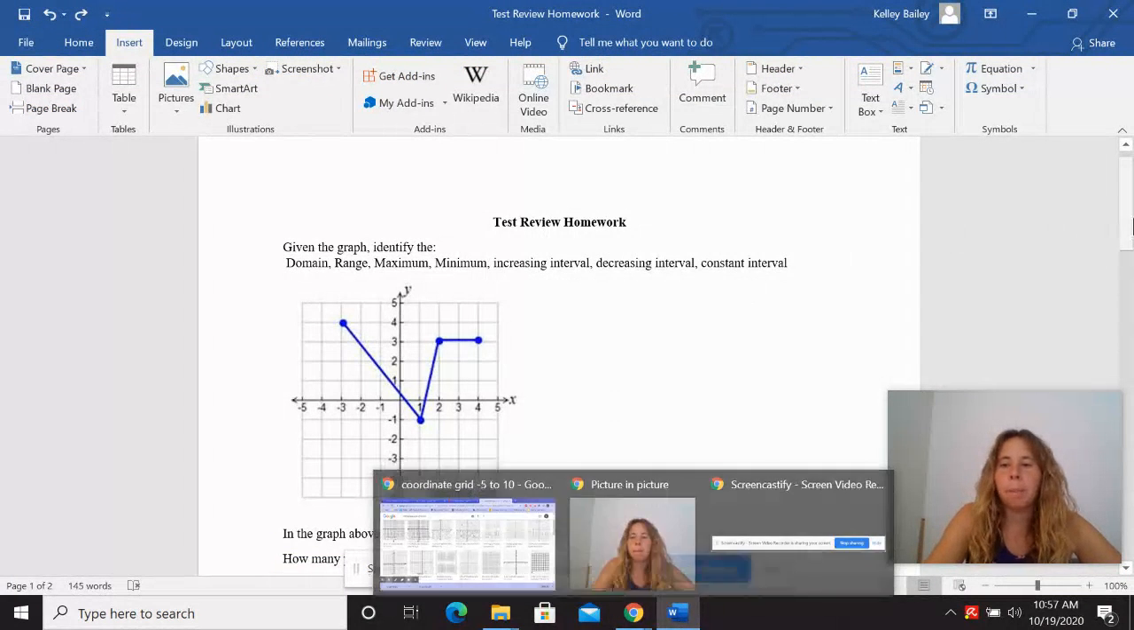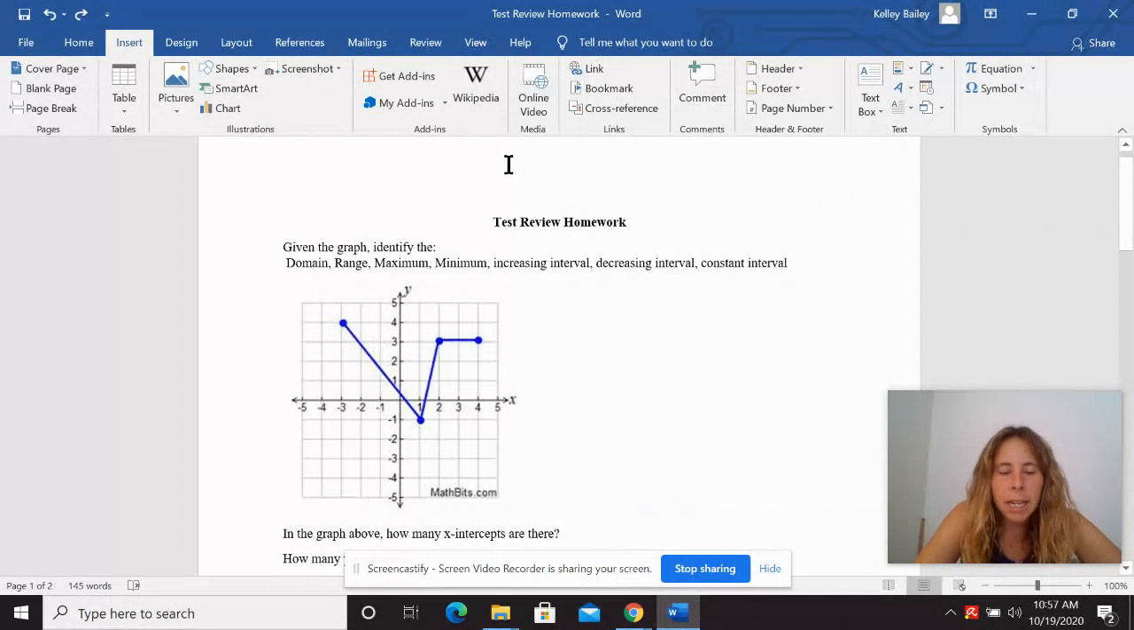Okay. Given the graph, identify the domain, range, max, min, increasing interval, decreasing interval, constant interval. So many things. We can do it.